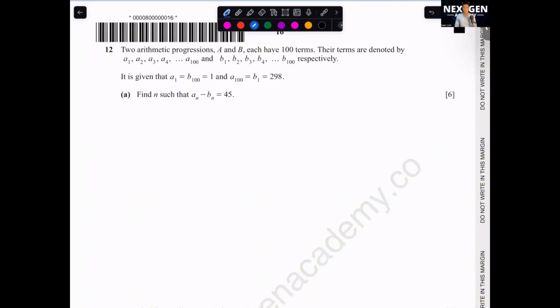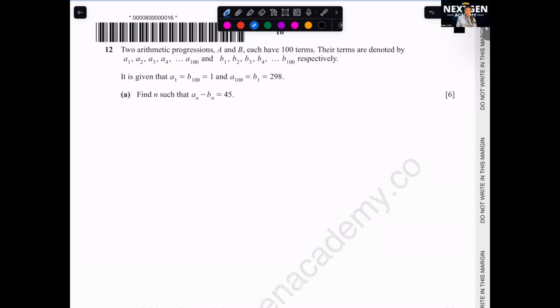Two arithmetic progressions A and B each have 100 terms. Their terms are denoted by A1, A2, A3, A4 until A100 and B1, B2, B3, B4 until B100 respectively. It is given A1 equals B100 equals 1 and A100 equals B1 equals 298. Find n such that An minus Bn equals 45. Wow, so confusing. So many different terms that they are giving you. Anyone manage to solve this question?